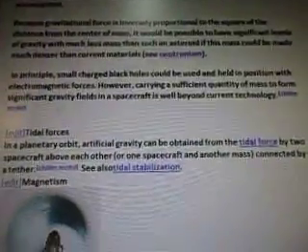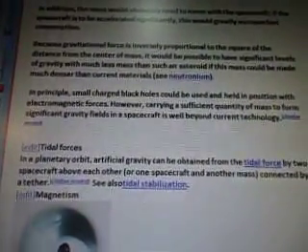Okay, let's not go there. Okay, in principle, some charged black holes could be used and held in position with electromagnetic forces.